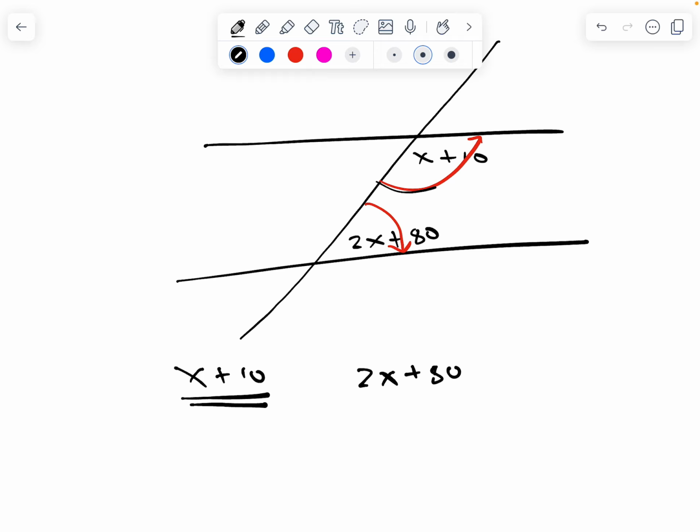Well, we know one is big and one is little, so we're not going to set them equal, right? Because one's big, one's little. Instead, a big and a little add up to 180. So we're going to add them up to equal 180. Okay, now we're going to combine like terms.